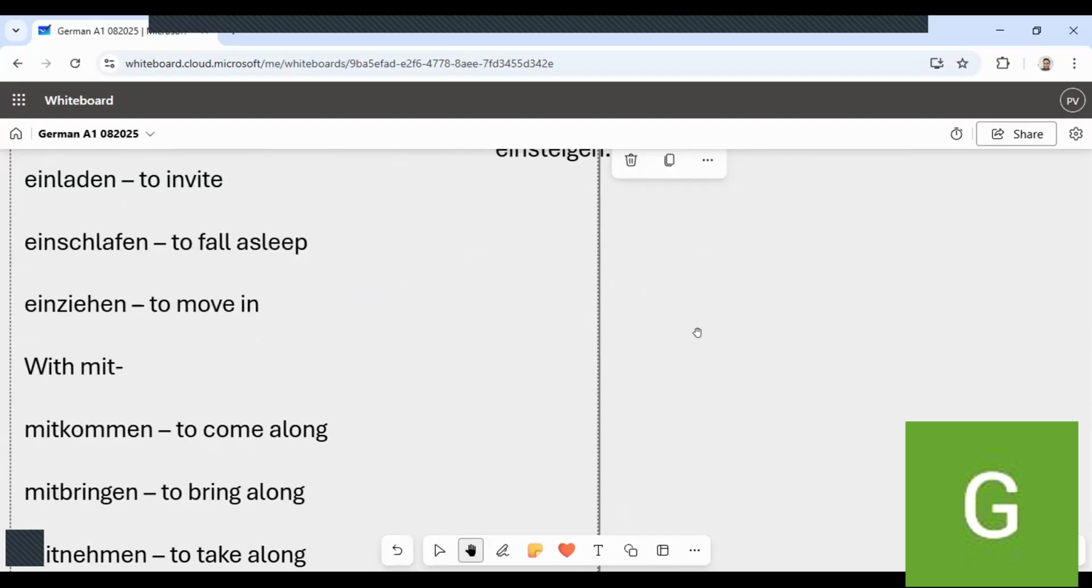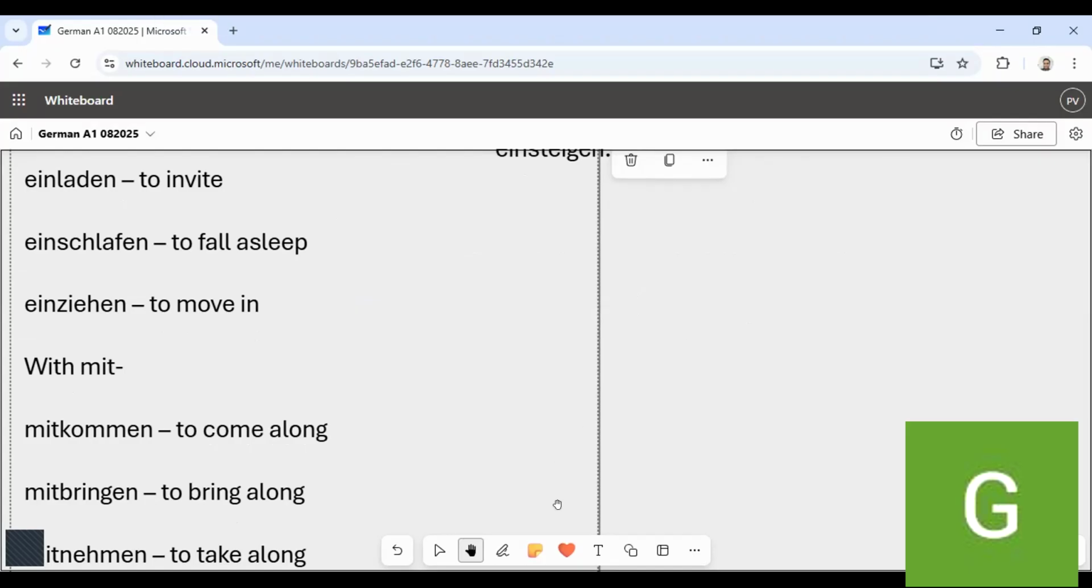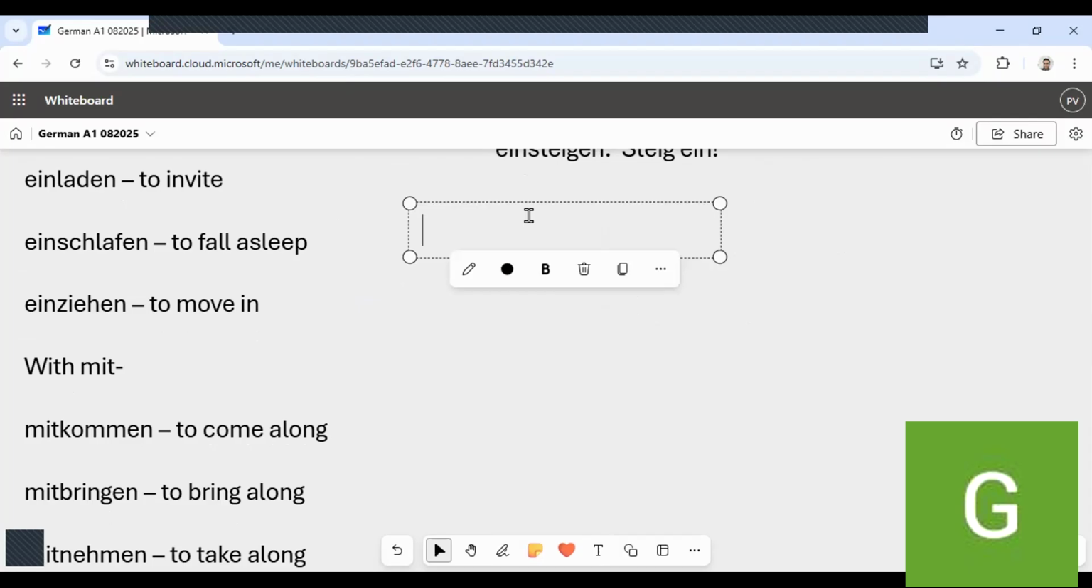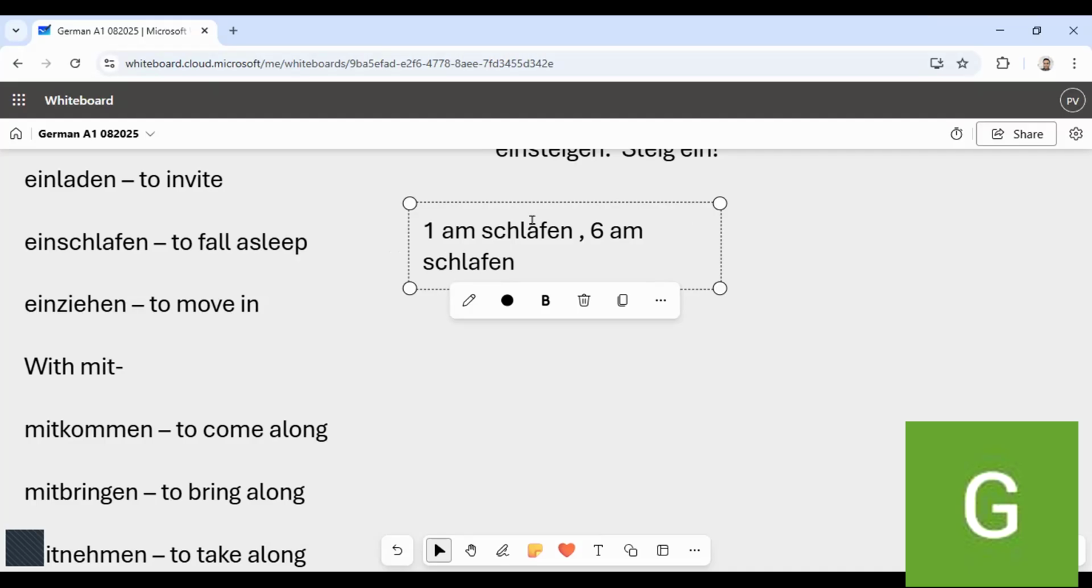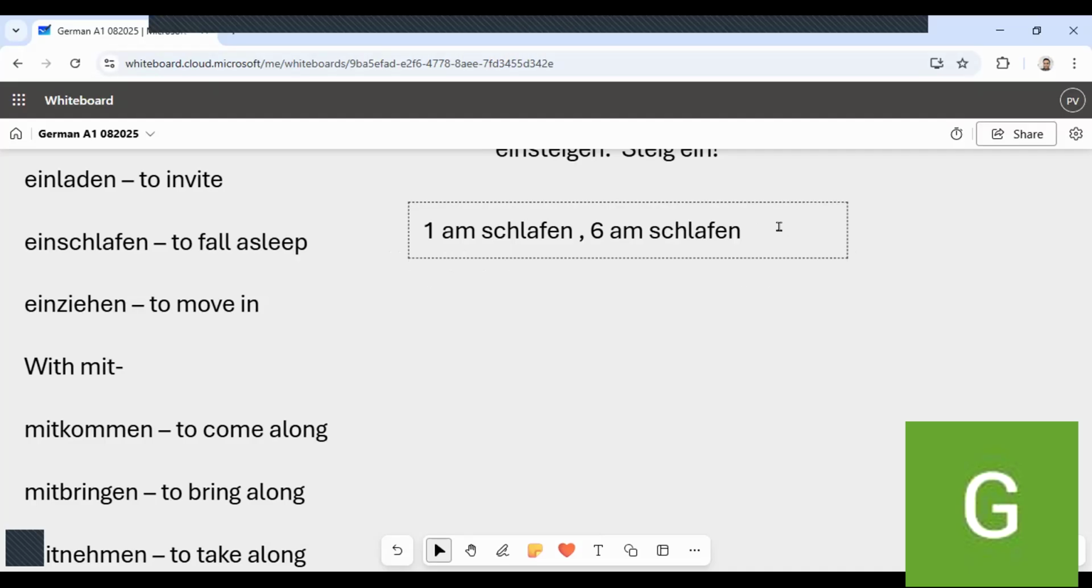Einschlafen means to fall asleep. If schlafen means there is no change in state. Schlafen means you were sleeping one hour before, you are sleeping for the next 6 hours. This means schlafen, to sleep. Suppose at 1 a.m. you were schlafen, you were sleeping. Also at 6 a.m. you were sleeping. There was no change in the state of your sleeping. You were sleeping before 6 hours, again after 6 hours.